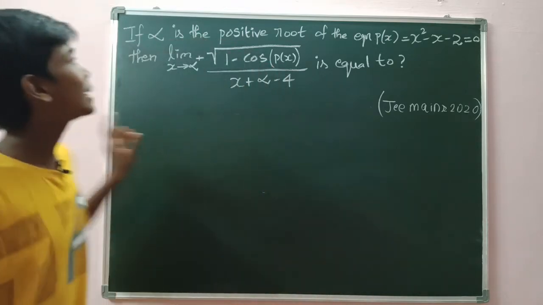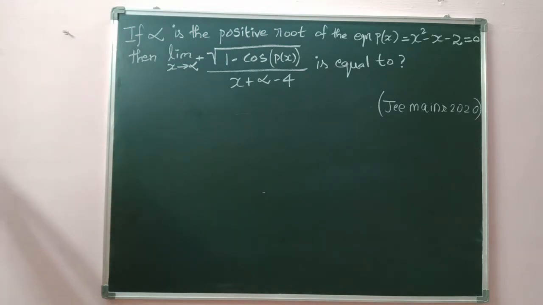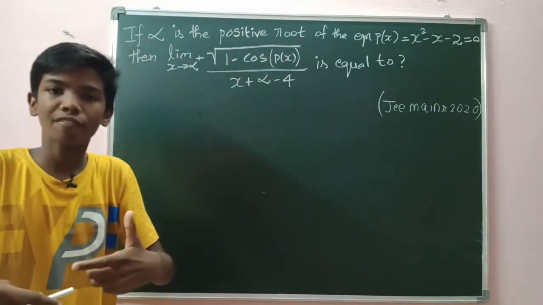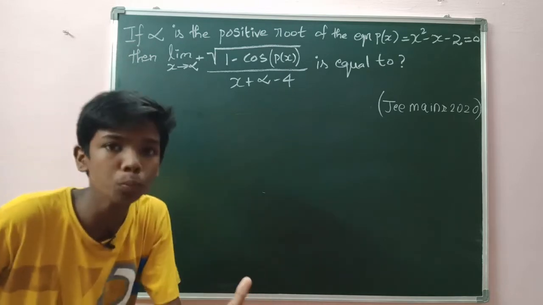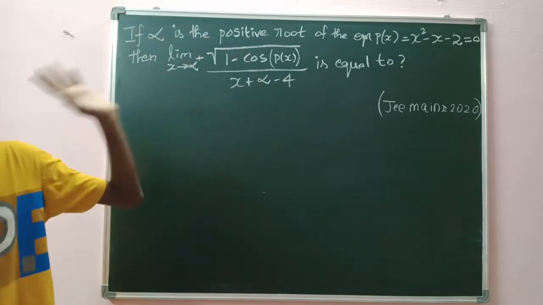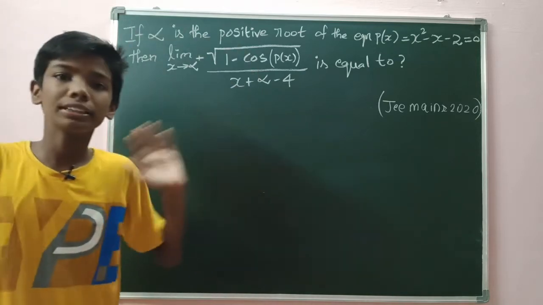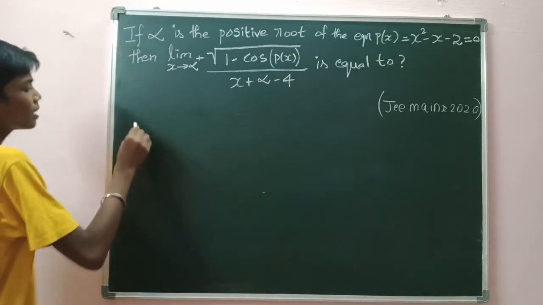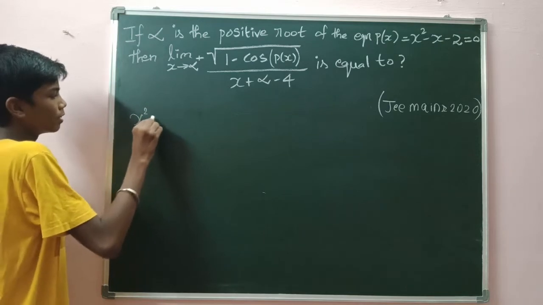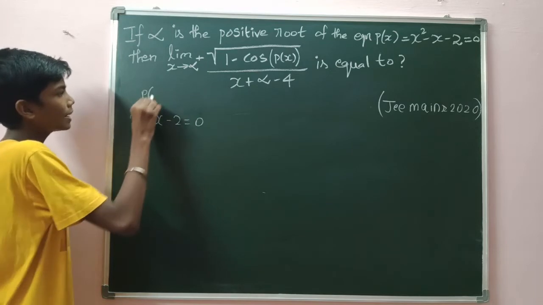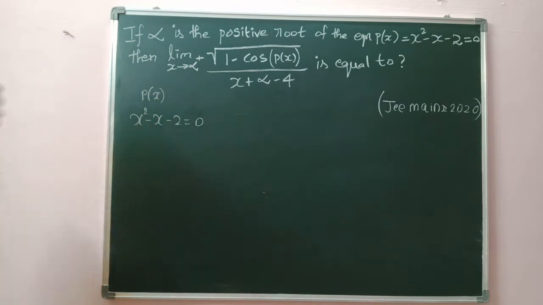In this question, they are saying alpha is the positive root of the equation p(x). So that means I need to find the roots of the equation p(x). If you find the roots of the equation p(x), then I can know which root is positive. The root which is positive out of those two roots will be your alpha. So let me find the roots of p(x). Here x² − x − 2 = 0 is your p(x).